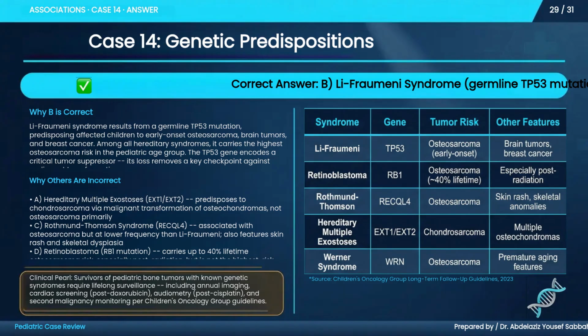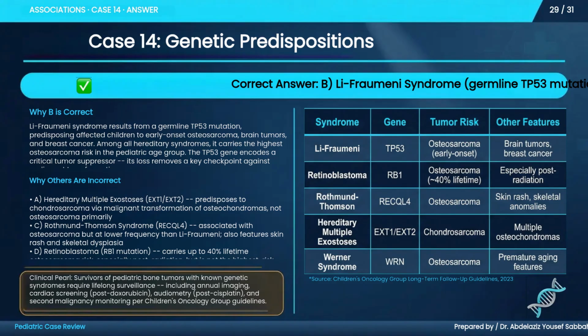A summary of key genetic syndromes associated with bone tumors. Li-Fraumeni involves TP53 with risk of early-onset osteosarcoma, brain tumors, and breast cancer. Retinoblastoma involves RB1 with approximately 40% lifetime osteosarcoma risk, especially post-radiation. Rothmund-Thomson syndrome involves RECQL4 with osteosarcoma risk, skin rash, and skeletal anomalies.